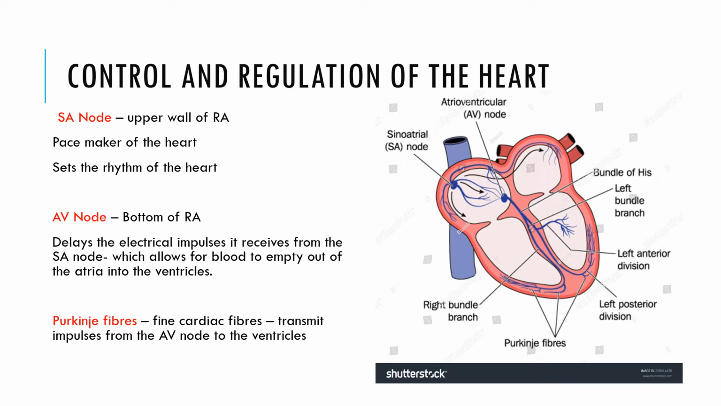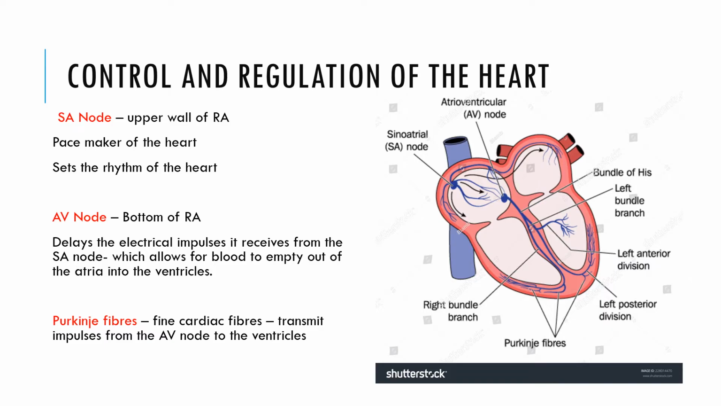And we have the SA node first of all, and this is the pacemaker of the heart. It's really important not to mix this up with the AV node. You need to have a look on the diagram to understand where the SA node is, and it sets the rhythm of the heart. Then we move on to the AV node.